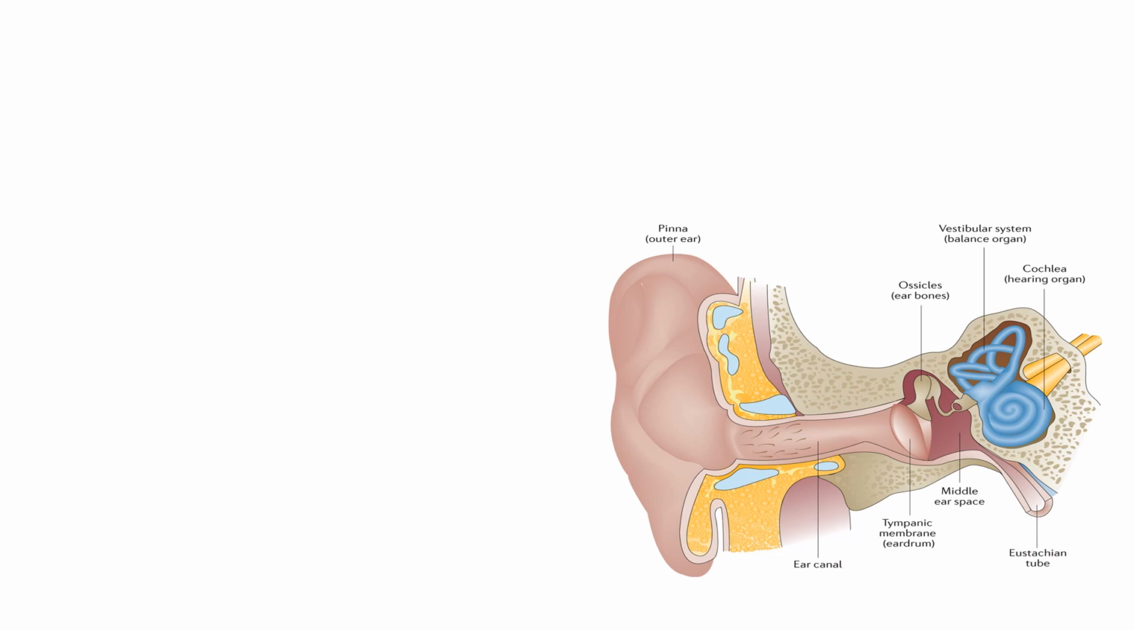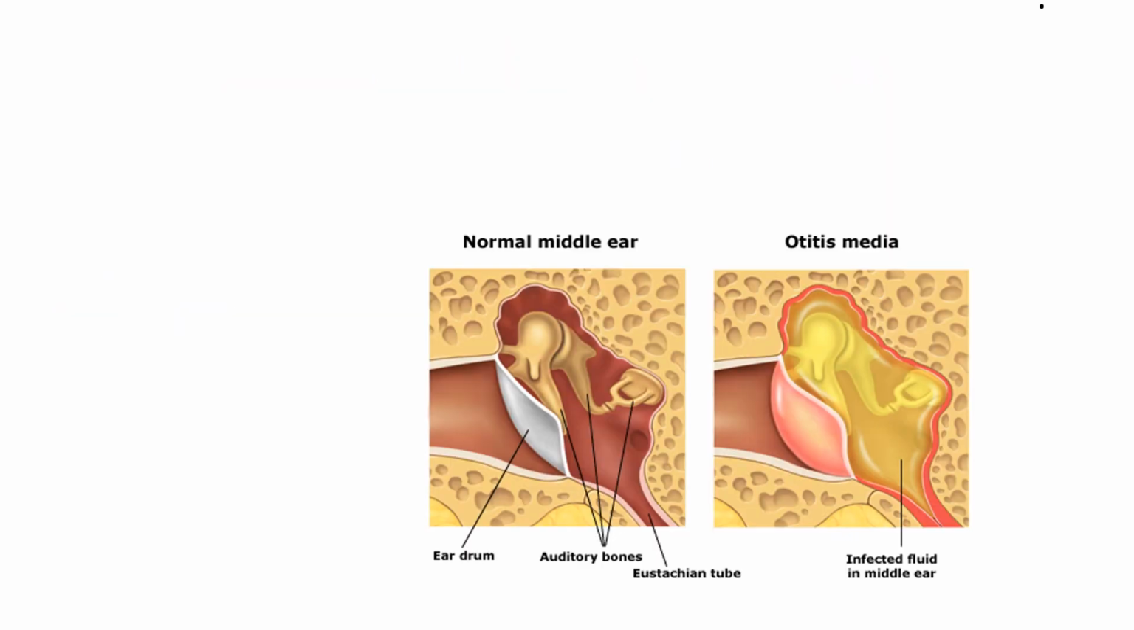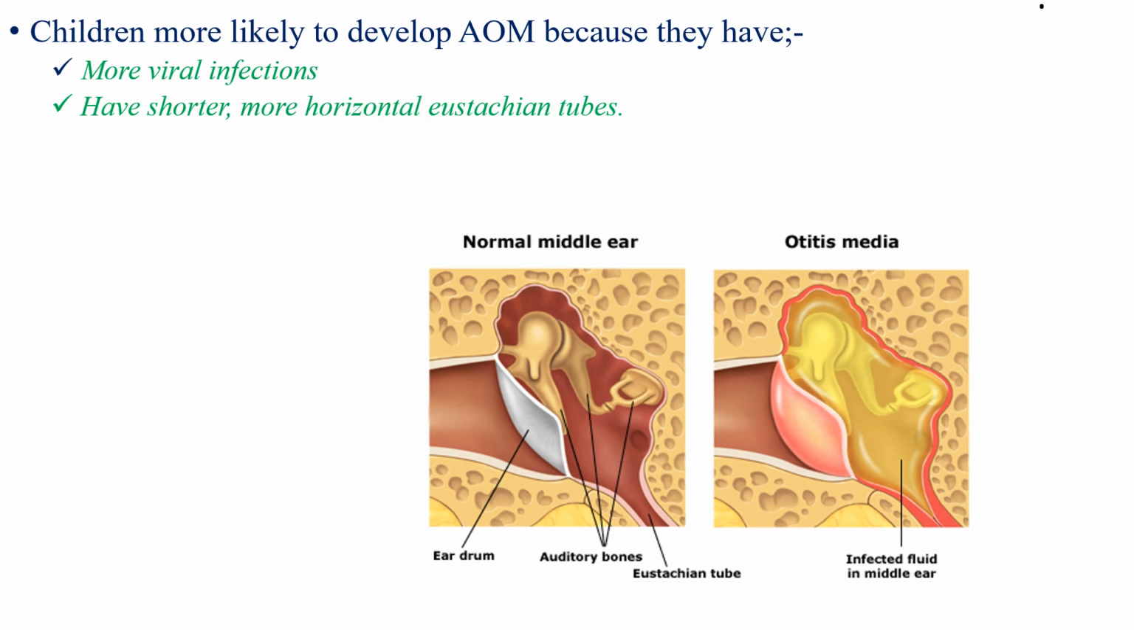Acute otitis media. Acute otitis media is an infection of the air-filled space behind the eardrum, or the middle ear. So, acute otitis media is an infection of the middle ear. Normally, children are more likely to develop acute otitis media than adults. This is because they have more viral infections than adults and they have shorter, more horizontal Eustachian tubes. And the peak age of incidence of acute otitis media is from 6 to 18 months.